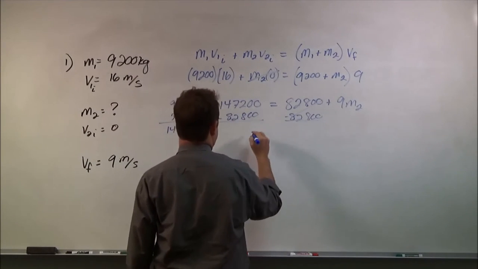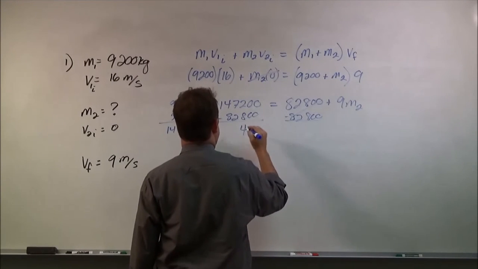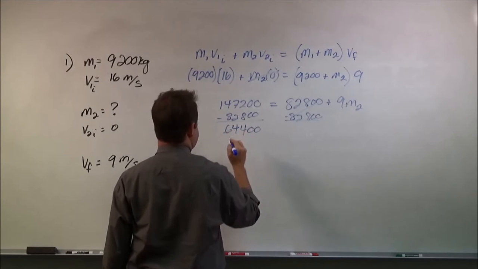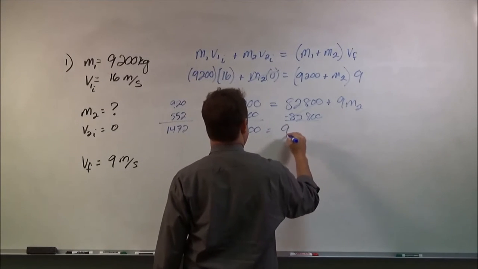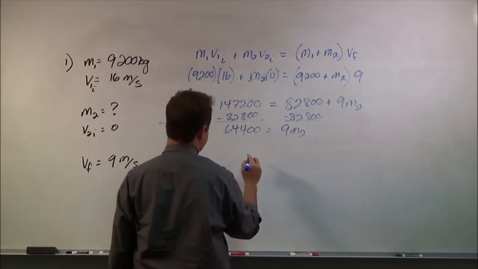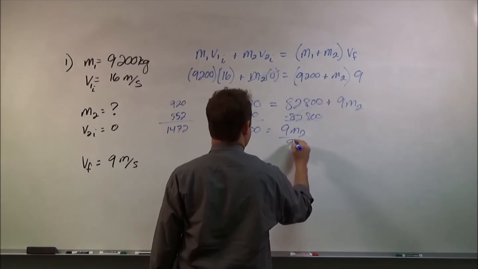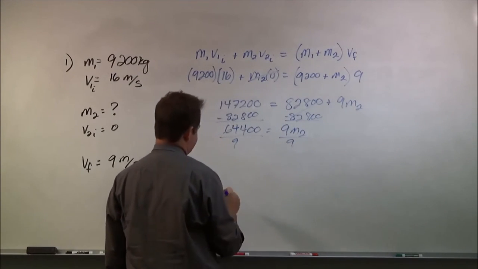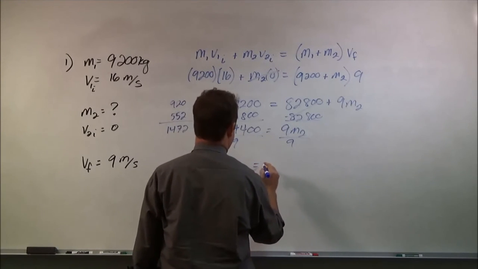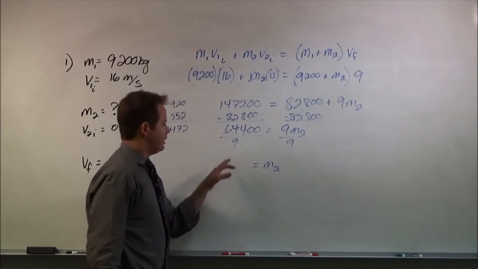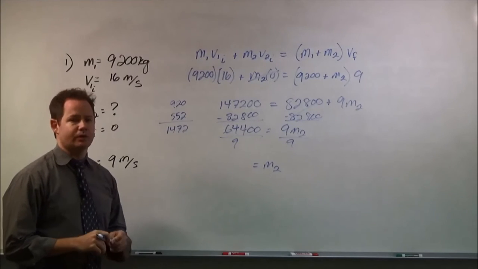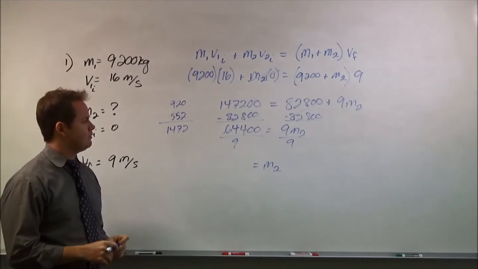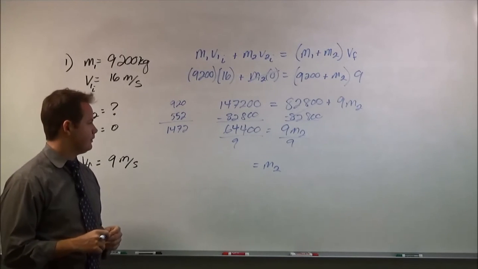And here we're going to get 64,400 equals 9m2. And when we divide the whole thing by 9, we will find our mass of the second object. And so your answer here, you can come up with the exact value when you go to calculate it, but it should be something a little bit over 7,000 for this.